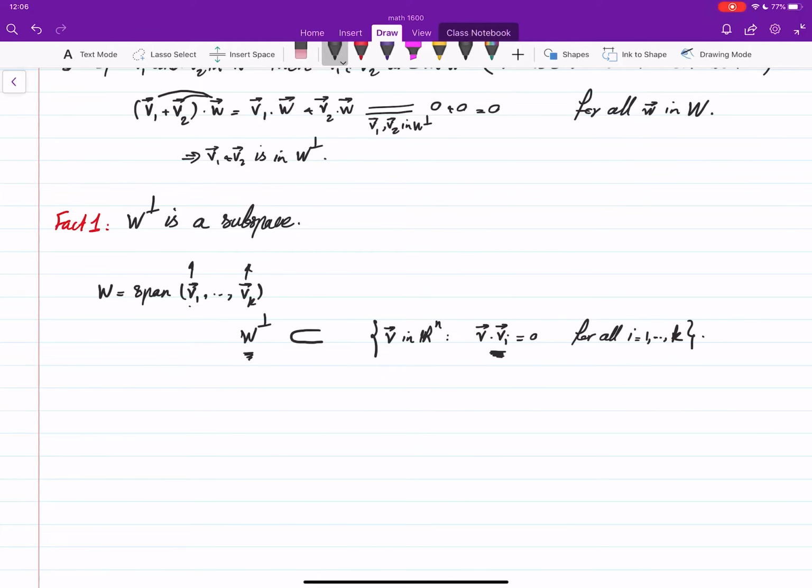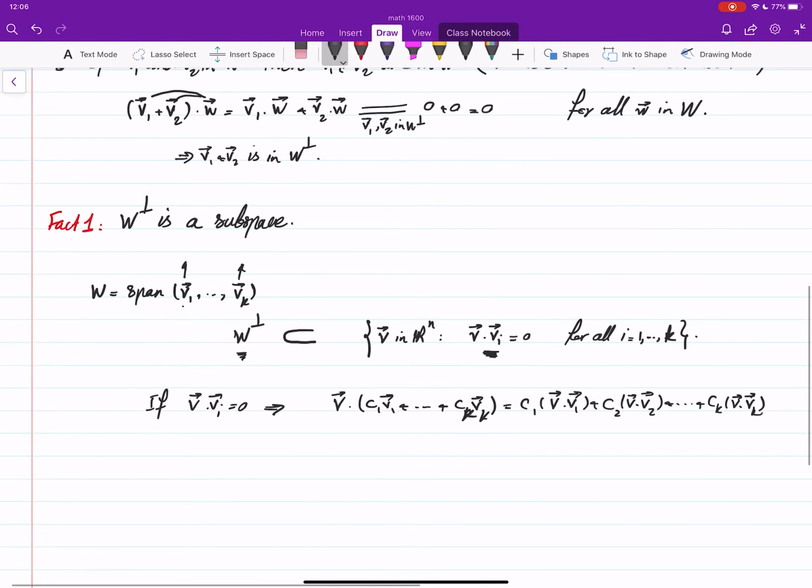So that means that this is true. We want to say more. We want to say that these two sets are indeed equal. It means that if v dot vi is 0 for each i, then for any linear combination of these vectors, c1 v1 up to ck vk, v dot this is going to be also 0, because it will be c1 v dot v1 plus c2 v dot v2, and this will go up to ck v dot vk.